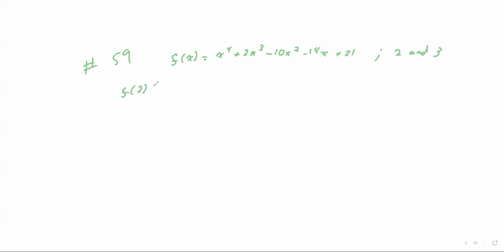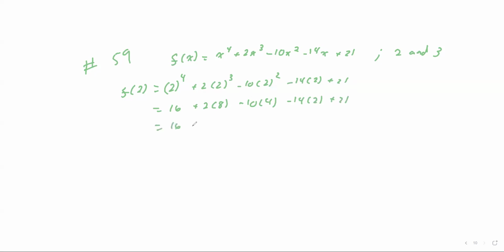So simple math, we're just going to plug it in. So 2 to the 4th plus 2 times 2 to the 3rd minus 10 times 2 to the 2nd minus 14 times 2 plus 21. That's 2, 4, 8, 16. This is going to be 2, 4, 8. This is 2, 4. Again, you can do a lot of these steps in your head and skip them. I'm good with that. As your instructor, I just want to make sure you got it down.